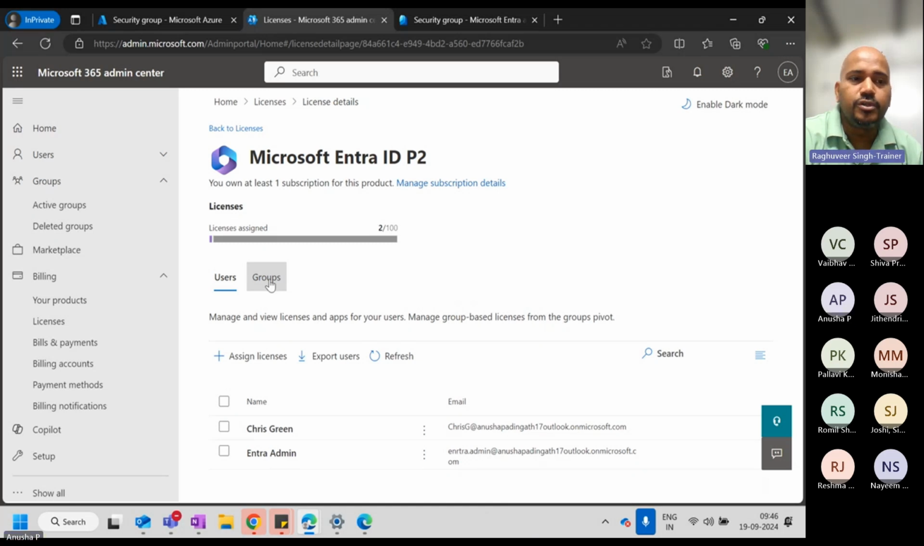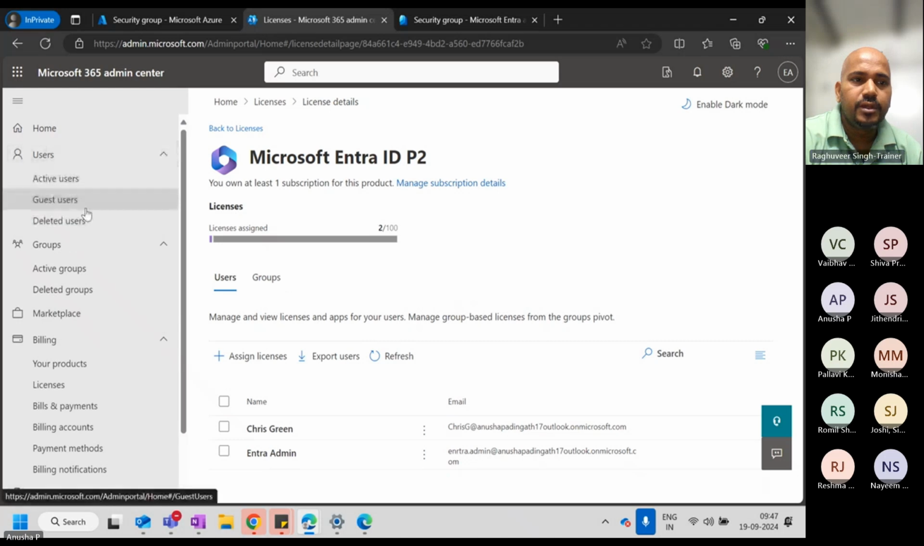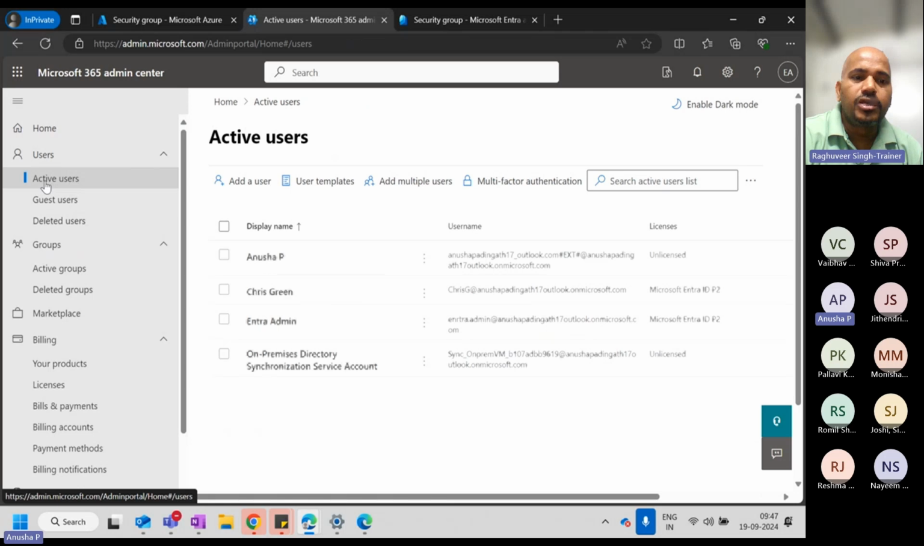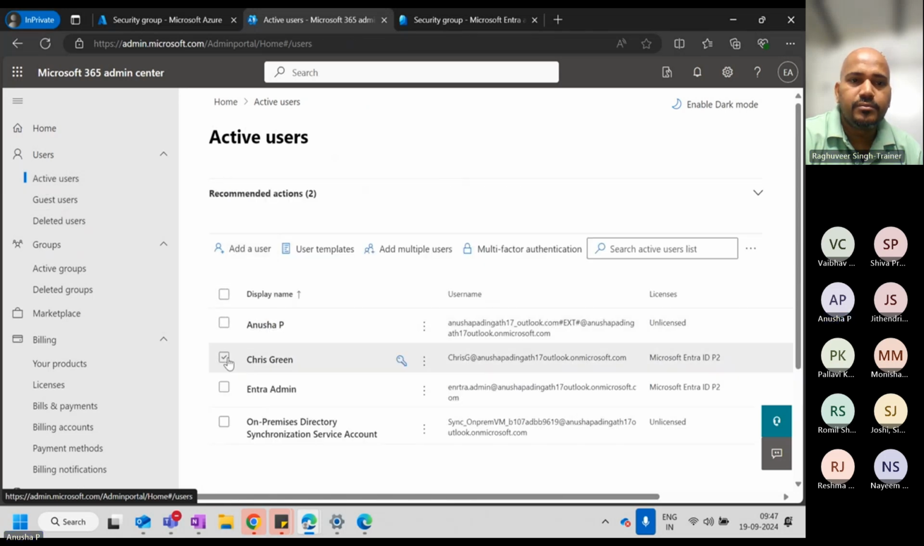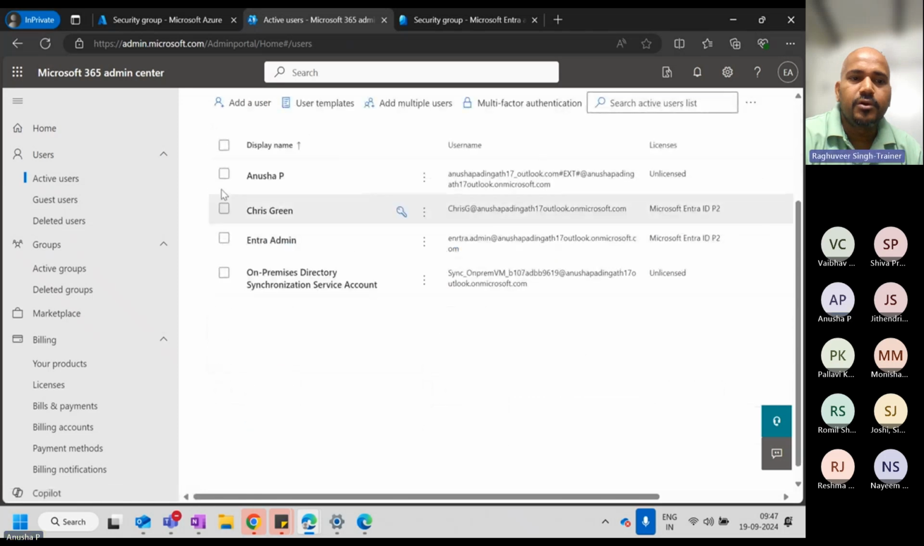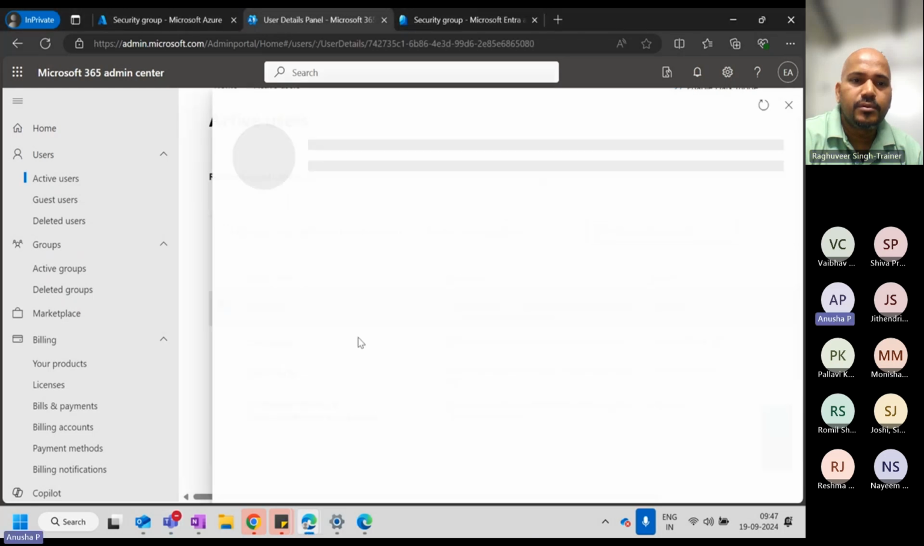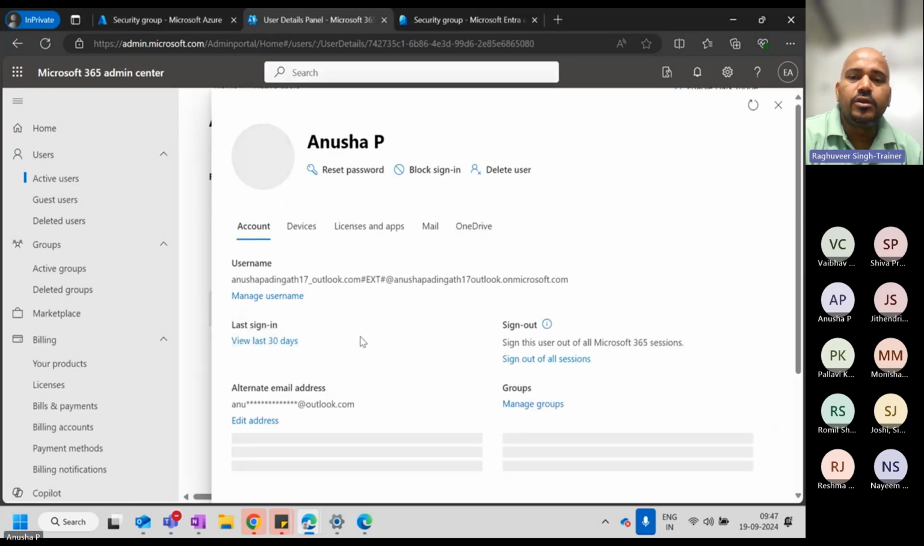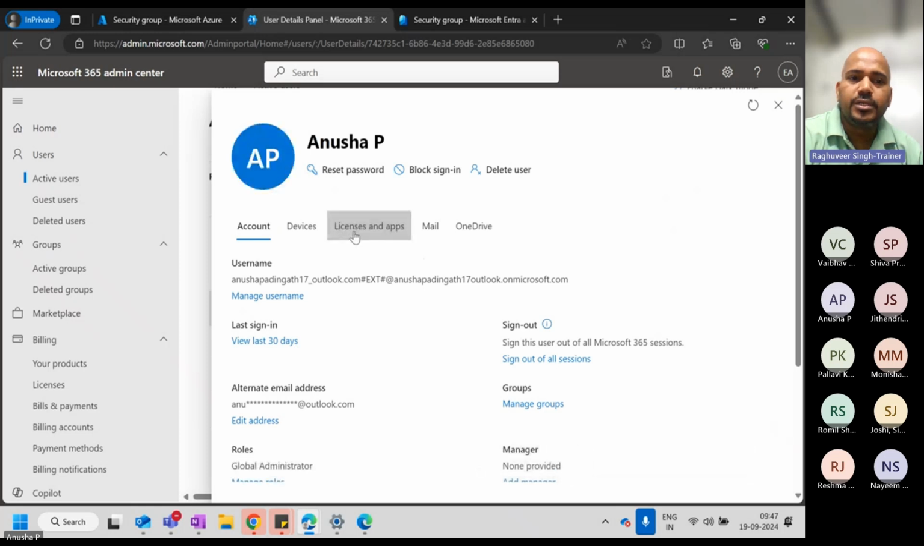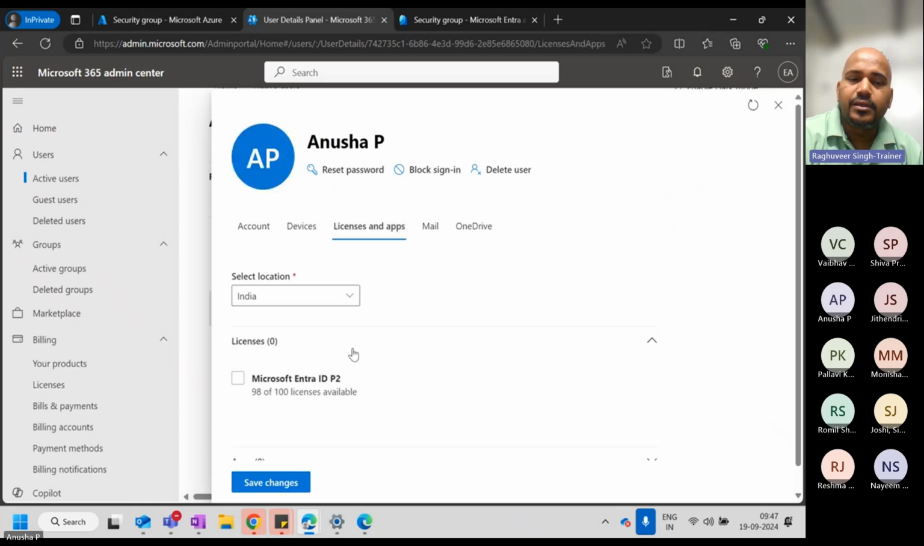So can you navigate to the user blade to your left? Yeah, Active users. You can also assign license from here. Select any of the users and click on any of the usernames. Click on the name. Okay. And here you will also see the assignment option. You see license and apps. So you can directly click here.